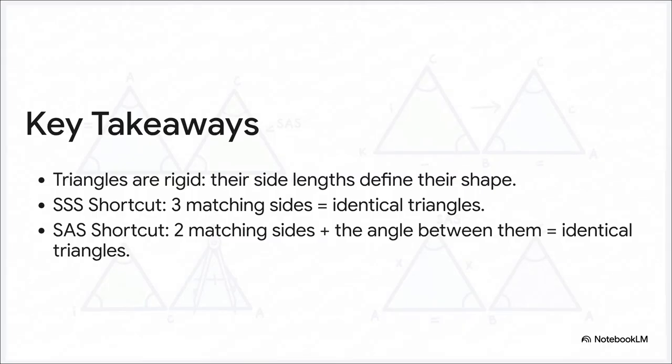So, let's do a quick recap. What are the key takeaways? First, the big idea. Triangles are rigid. Their side lengths lock in their shape. And this awesome property gives us two shortcuts. First, SSS. 3 matching sides means you've got identical triangles. And second, SAS. 2 matching sides plus the angle between them also proves they're perfect clones.